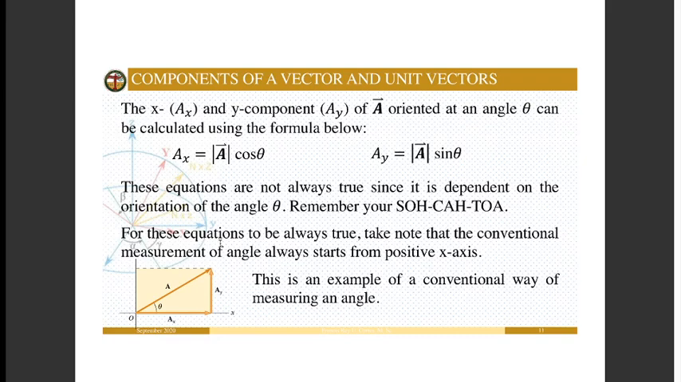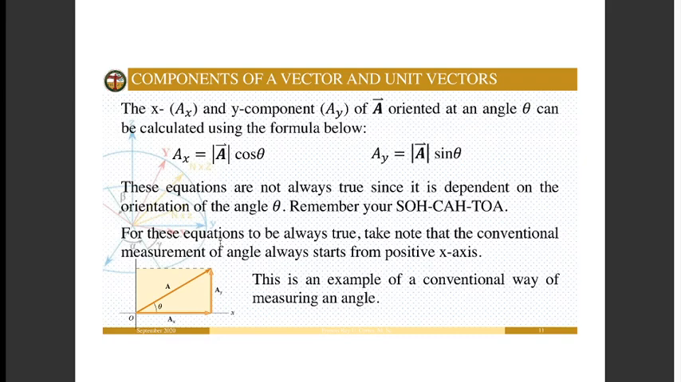Okay? So if you don't want to remember SOHCAHTOA and you have to stick with the formula given by AX and AY, what you're going to do is you need to find the conventional measurement sa angle mo. So how to do that? If I say conventional, meaning that the measurement of your angle always starts from the positive x-axis. So meaning kung nag-start siya sa positive x-axis, your angle is always positive, 'di ba? So rotating counterclockwise yun. But if mag-rotate siya na clockwise, then your angle is negative.